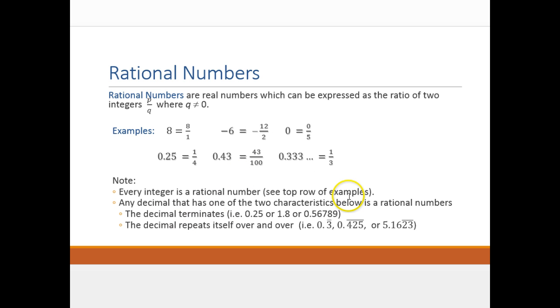I can also take decimals and write them as rational numbers, and the decimal has to have one of two properties. The decimal must either terminate. In other words, it cannot go on forever. So in our first two examples here, the decimal terminates. When I have a decimal that terminates, I can always write it as a fraction. Or the decimal has to repeat itself over and over again, like my example of 0.3 repeating. It can repeat more than one digit, like 0.425 repeating. Or it could have a first part that doesn't repeat and a second part that does repeat, so 5.16 that doesn't repeat, and then the 2, 3 does repeat. So if I have it either terminating or repeating, you can write it as a rational number.